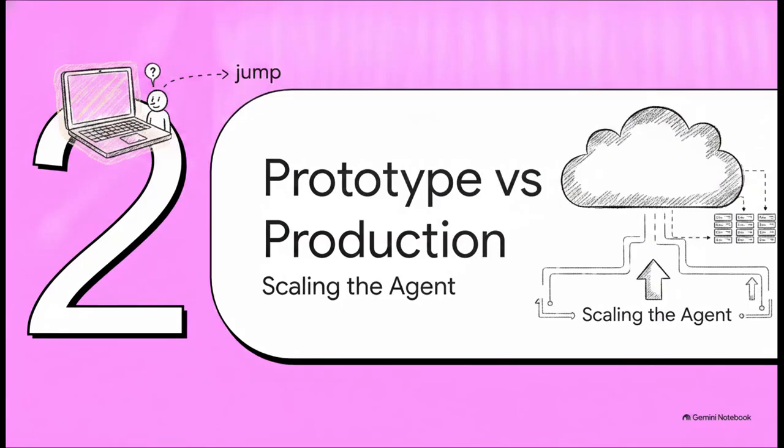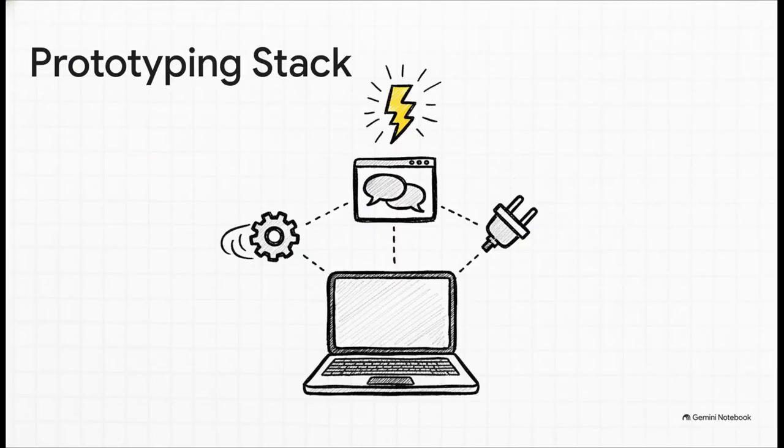Moving right along to Section 2, Prototyping versus Production. Because let's be real, if these agents only ever exist on your local laptop, they aren't actually very useful, right? When you're just starting out, you're likely using a lightweight tech stack for local prototyping. This is great for getting quick visual feedback. Maybe you need to show a client a fast proof of concept.